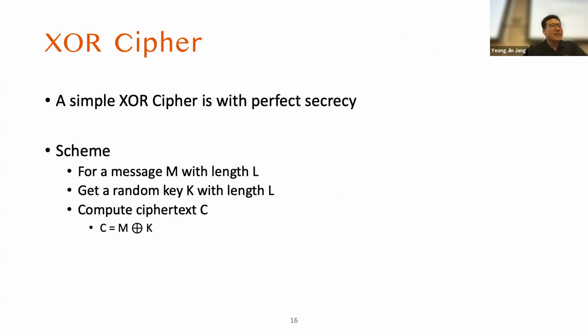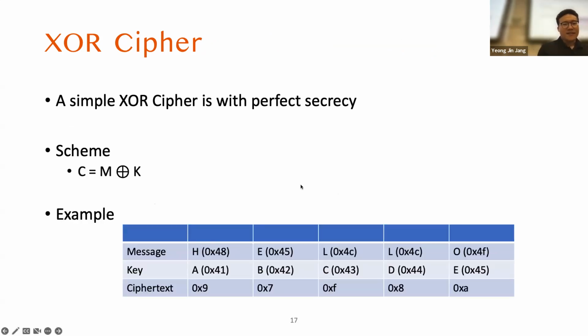A very simple XOR, the exclusive OR based cipher, is perfectly secure. So it is with perfect secrecy. You might be surprised, because XOR encryption is something like this: whenever we have a plaintext message, we apply XOR per each byte. The scheme is that, suppose there's a message, we prepare a key of the same length as the message, but draw that key from random numbers.